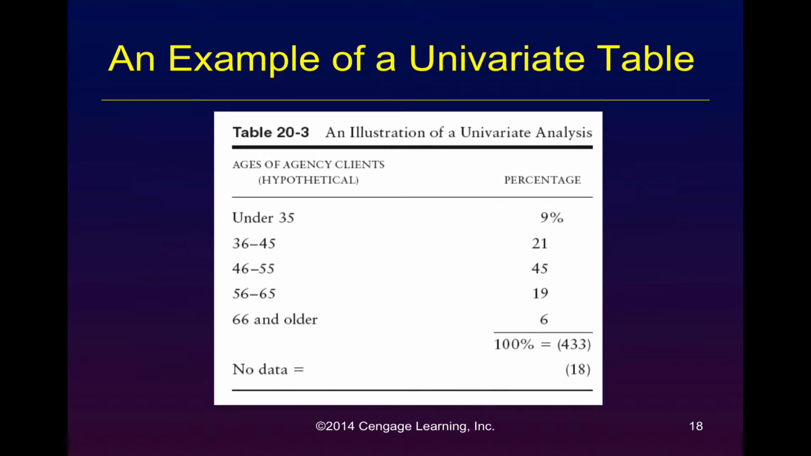Slide 18. Here's an example of a univariate table formatted in the style one would expect to see in an APA format journal. Here we can see the various categories of age assigned to their percentages on the whole.